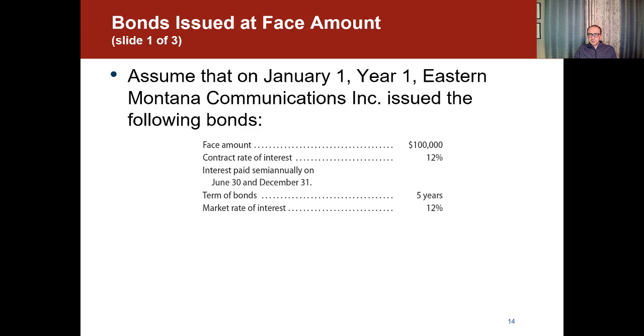Assume that on January 1st, year 1, Eastern Montana Communication Incorporated issued the following bonds. It has a face amount of $100,000. The contract rate of interest is 12%. The interest is paid semi-annual, or twice a year, on June 30th and December 31st. The term of the bond is 5 years and the market rate at the time of issuance was 12%. So you can see that the market rate is exactly the same as the contract rate, or the coupon rate. So this would imply that when we record the bond, we're going to record it based on its face value. No discounts, no premium.